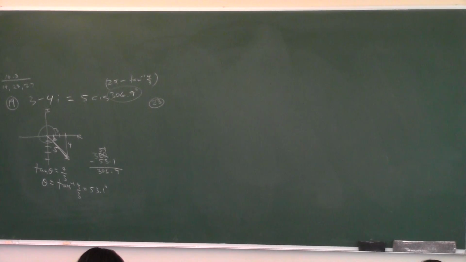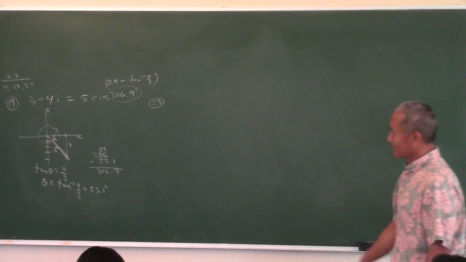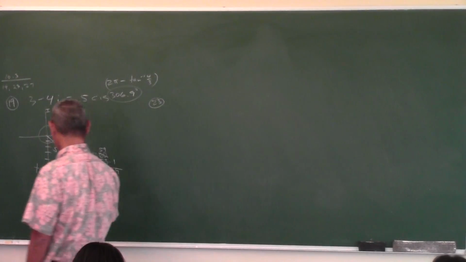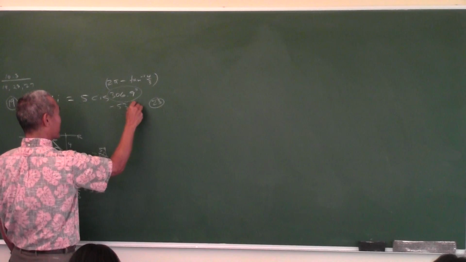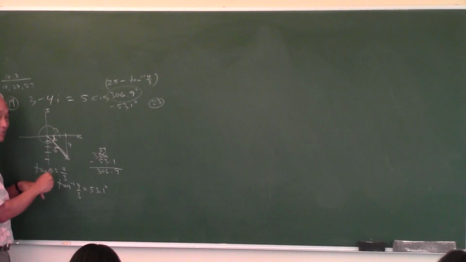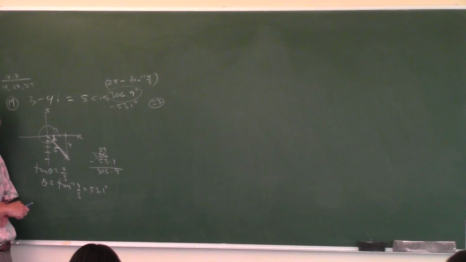Mr. Park, can you just put negative 53.1? Yeah. See, look, somebody's thinking. Did you guys understand what he said? He said, can't you just put negative 53.1 degrees here because you just go that much clockwise instead of going counterclockwise? Yeah. You're right, you can.